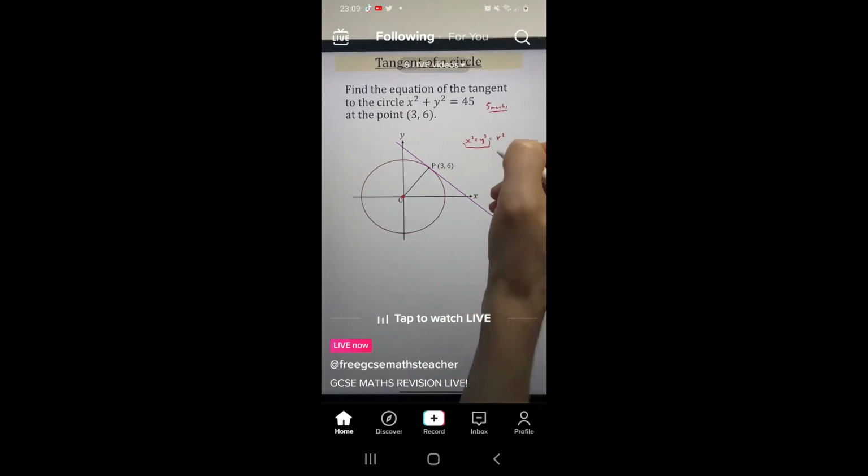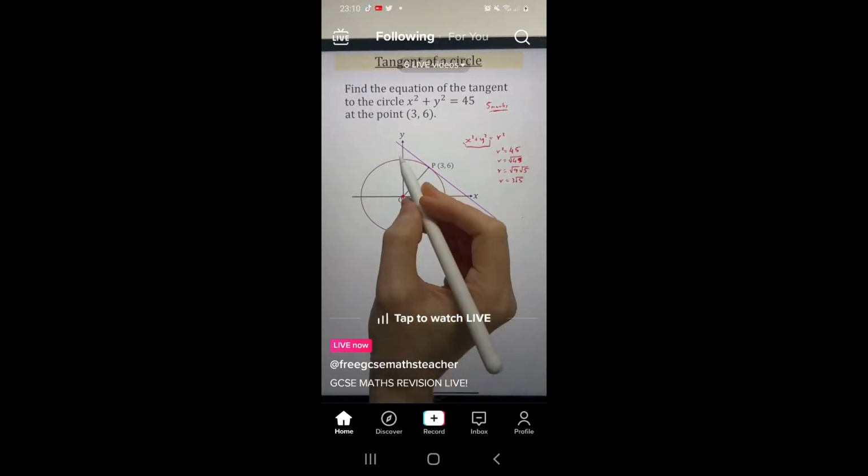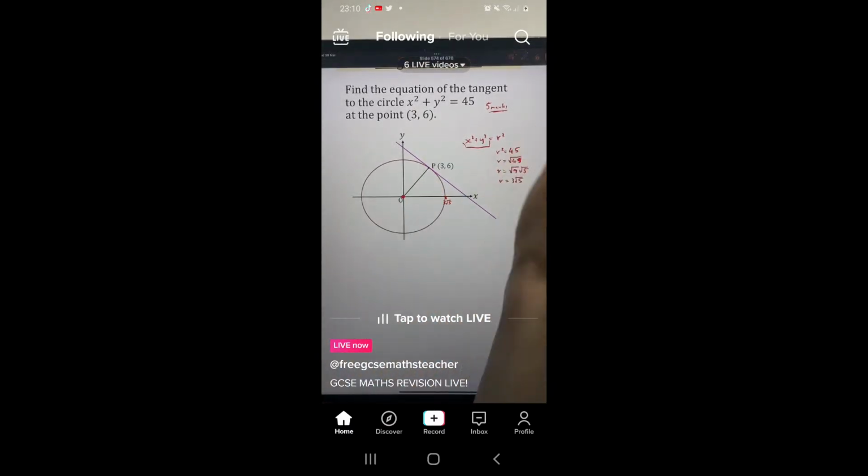And r squared is 45. So to get r, we would square root 45. If we use surds, root 45 is the same as root 9 times 5. Our radius, therefore, is 3 root 5. So this radius here, that's 3 root 5. That's minus 3 root 5, 3 root 5, and minus 3 root 5. I need a bit more room, so I'll just rub that out. So that's my first bit to understand.